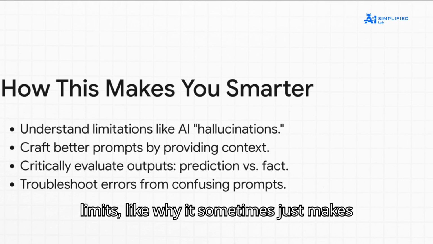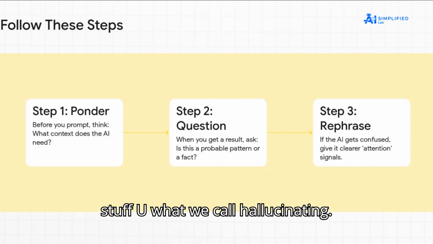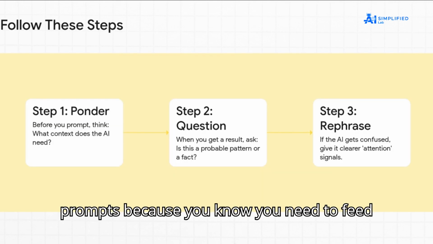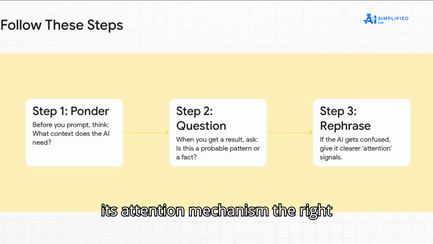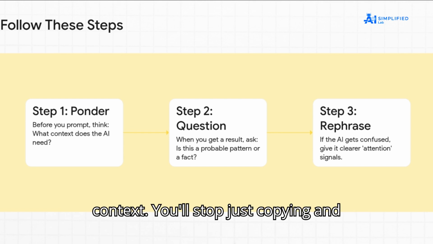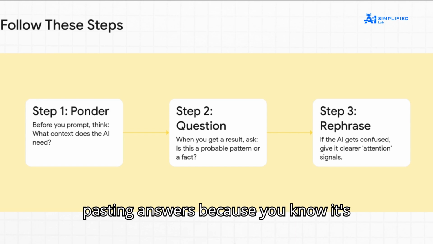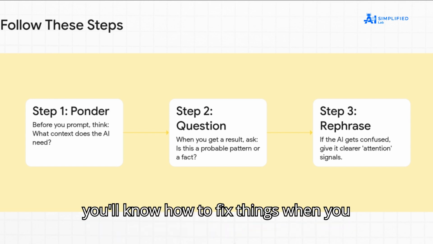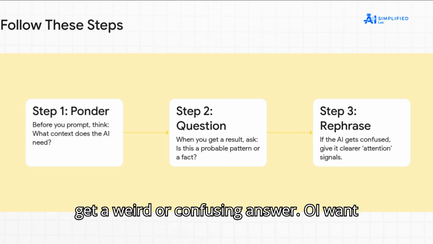You'll understand its limits, like why it sometimes just makes stuff up, what we call hallucinating. You'll be able to write way better prompts because you know you need to feed its attention mechanism the right context. You'll stop just copying and pasting answers because you know it's giving you a prediction, not a fact. And you'll know how to fix things when you get a weird or confusing answer.